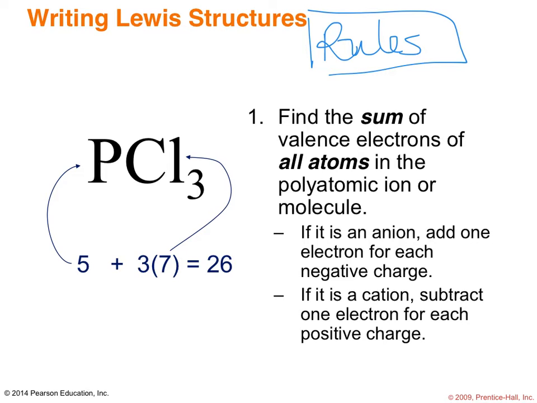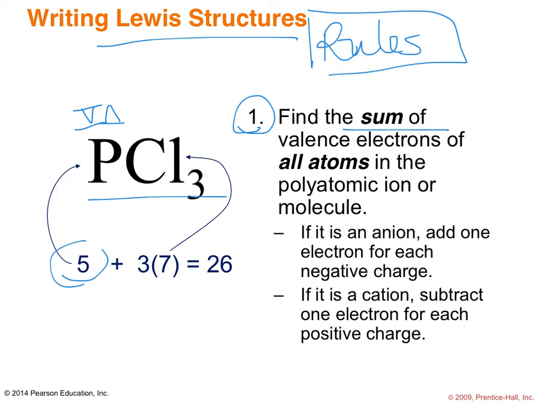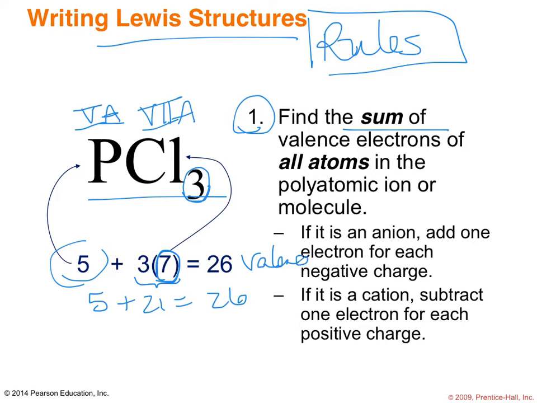Okay, so if I were you, I'd write these rules down on a note card or someplace on a piece of paper that's easy to find later. Number 1, when trying to write a Lewis structure for a covalent molecule, first find the sum of all valence electrons. So we're going to work on examples as we go through the rules. Phosphorus is in group 5A, so it has 5 valence electrons. Chlorine is in group 7A, so each chlorine has 7 valence electrons, and there are 3 chlorines, so 3 times 7. So 5 plus 21 means there are a total of 26 valence electrons in this compound.